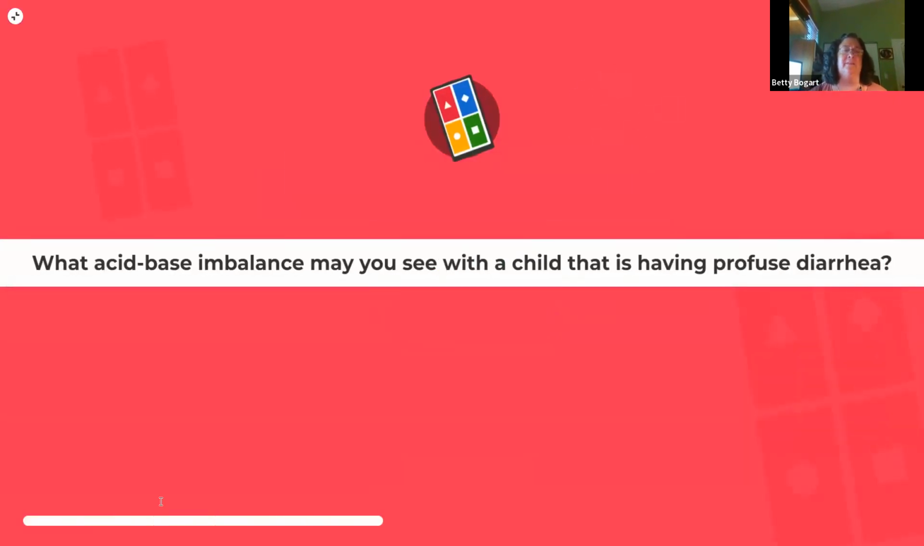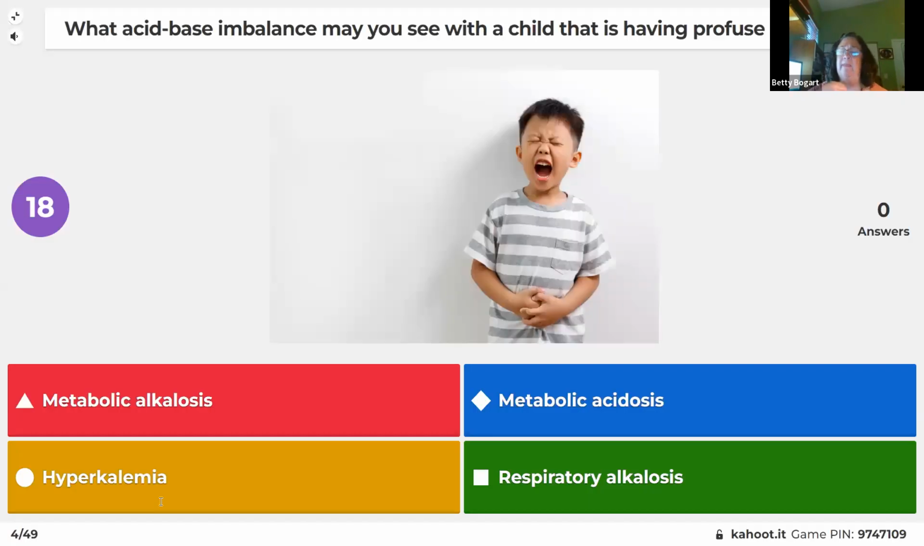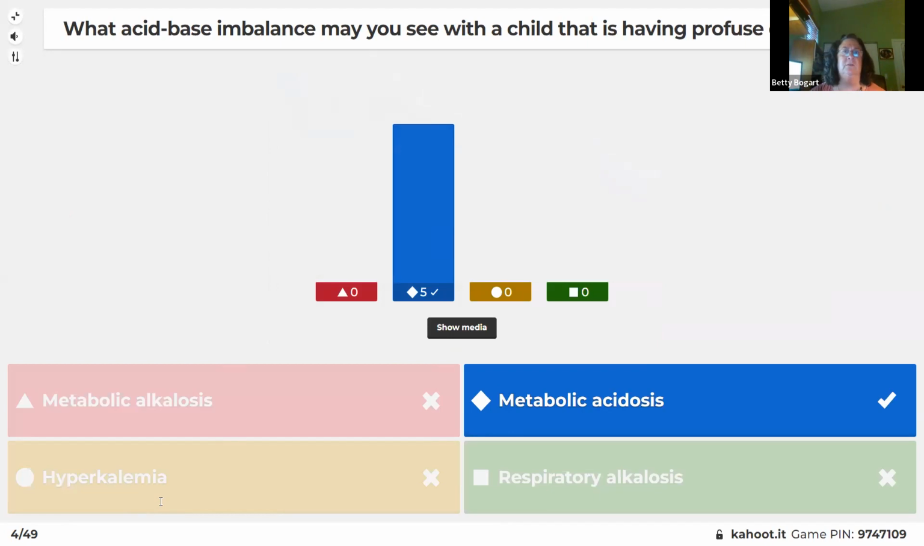What acid-base imbalance may you see with a child that's having profuse diarrhea? And as I said, there are about 4 questions on your HESI regarding acid-base problems and ABGs type things. So I've been throwing these in your whole course so that you can understand these. I mean, I know you have it in med surg too, but it's very important that I redo them here too.